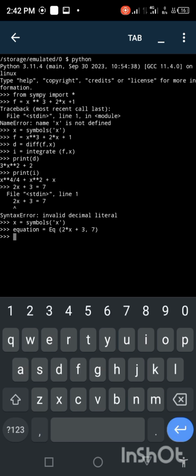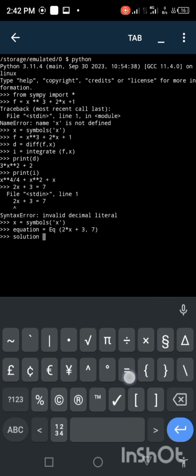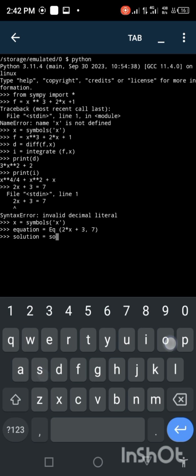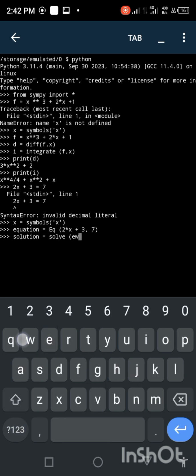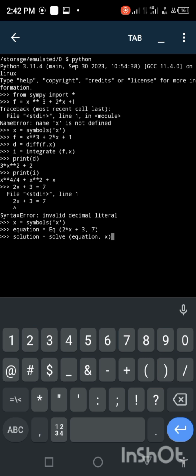Alright? So now, we will say solution equals solve equation. If you type it wrongly, your program would not run. So you must be very, very careful when you are typing: equation, comma, x. You close it.